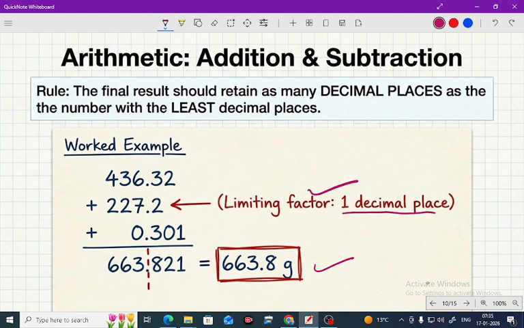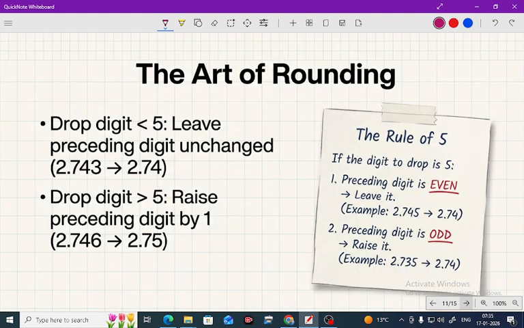Now we are getting to the next one. You see this one, the art of rounding. How to round off? Drop digit less than 5, leave the preceding digit unchanged. That is 2.743. You see here the digit is less than 5. Therefore, it will be the same, 2.74. Drop digit greater than 5, raise preceding digit by 1. 2.7466, the dropped digit is greater than 5. Therefore, it will be 2.75. Right?